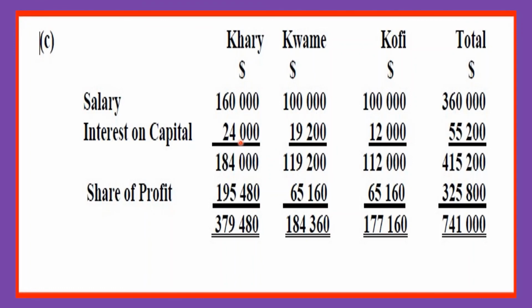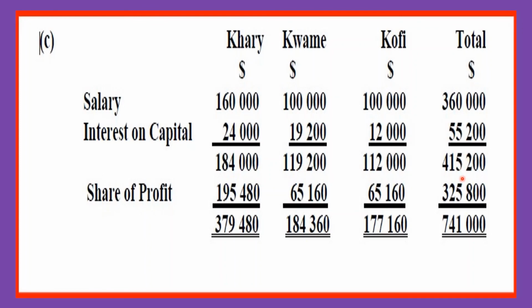Then we give them the interest on capital. Kari would be 12% of 200,000, which would be 24,000. Kwame 19,200, and Kofi 12,000, and we get a total of 55,200. When we add those on, we come up to 415,200.